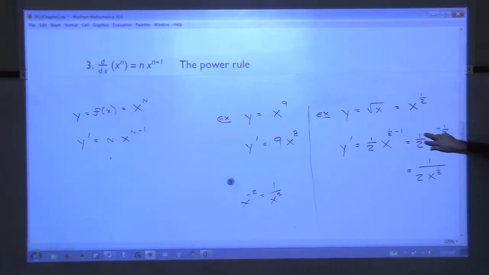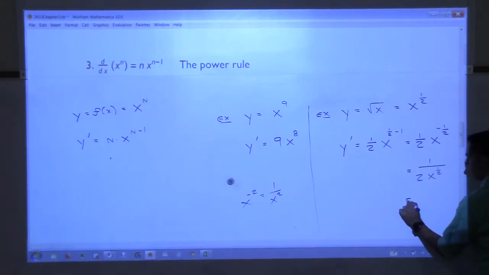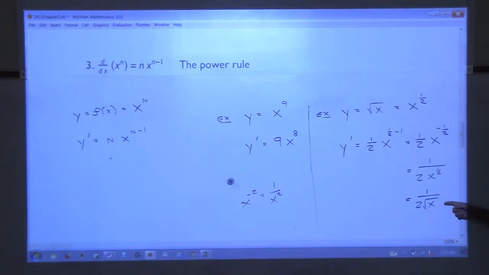So I have a fraction out front, right? 1 on top, 2 on bottom. So the 1 stays on top, the 2 is already on the bottom, but this x to the -1/2 drops down and joins the 2. Yes? And now, what is x to the 1/2 rewritten as a radical instead of as a fractional power? That's the root of x, right? So we could say that the derivative of the square root of x is 1 over 2 root x, right?